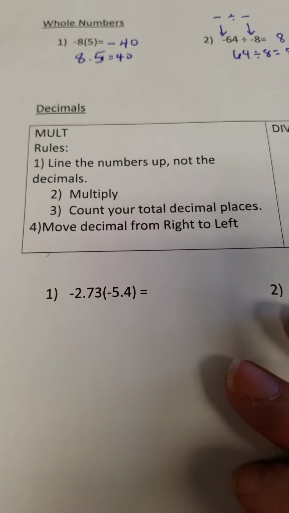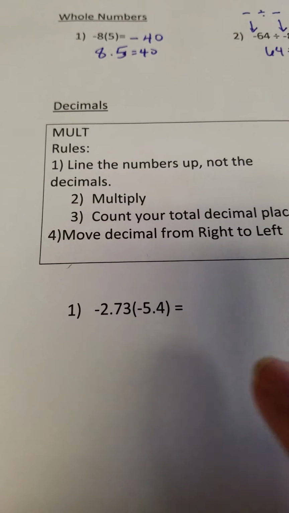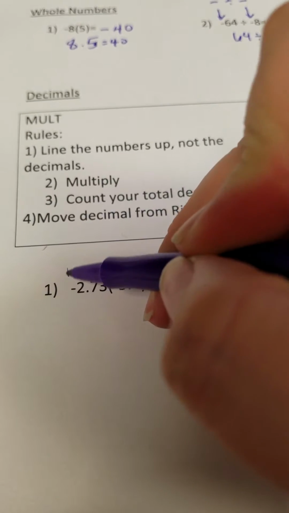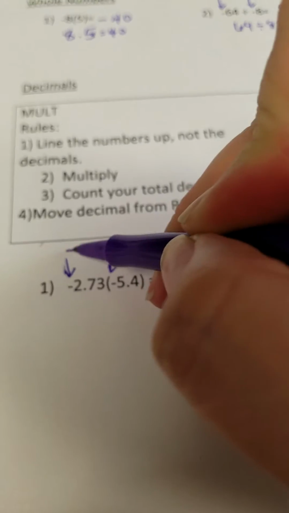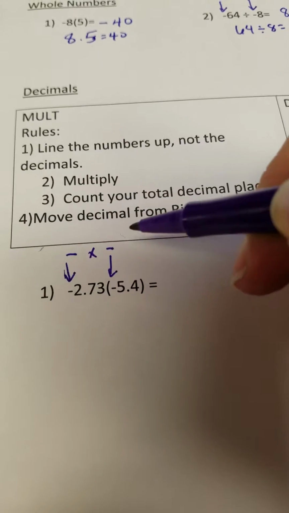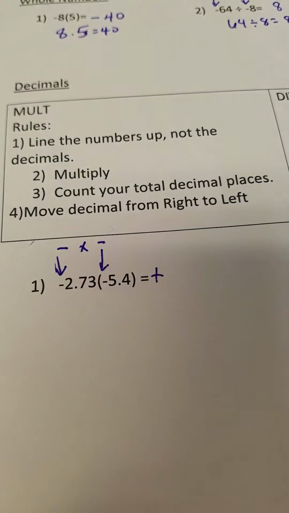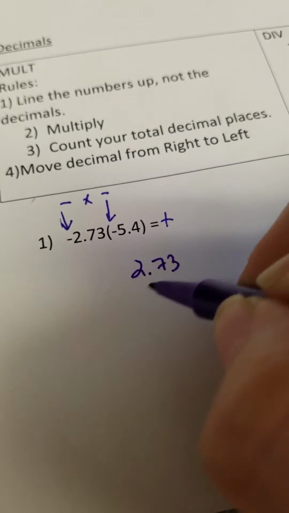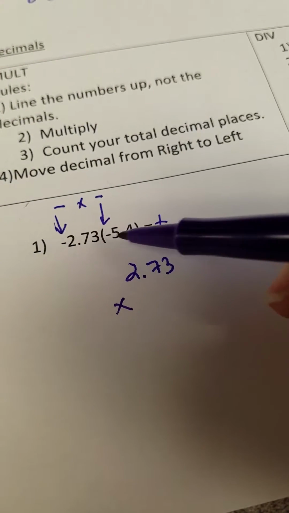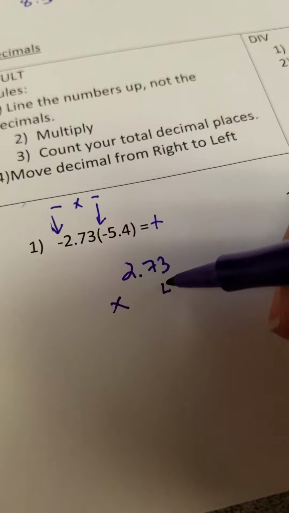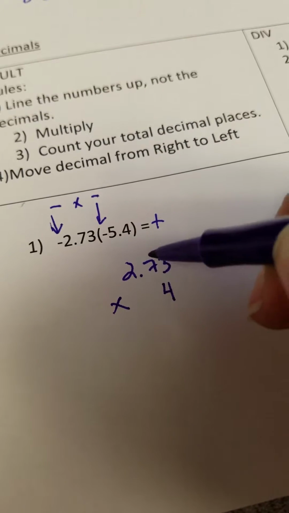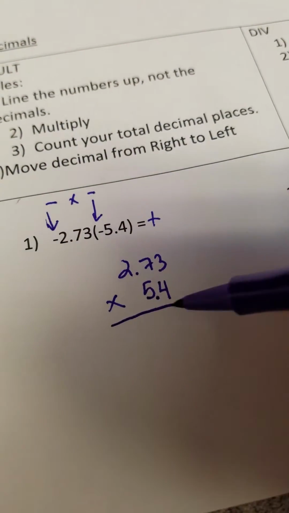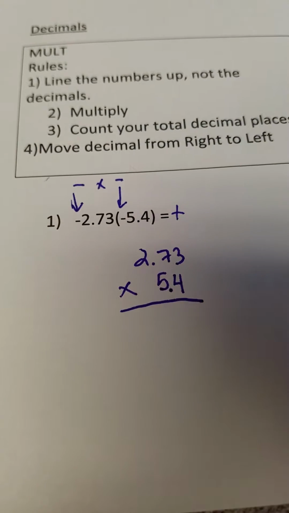Okay, we're going to go ahead and look at this problem here. What's nice about this is that we can actually do the decimals second, and we can do the signs first. So we notice here that we have a negative times a negative. A negative times a negative is going to be a positive, so we know our answer is going to be positive. Now, when I write this down, 2.73, again, I do not line my decimals up. I'm going to line my numbers up. So the 4 goes directly under the 3, and then the 5 goes next to the 4, which is directly under the 7. And then we multiply like we normally do.